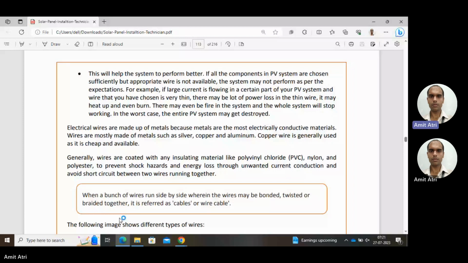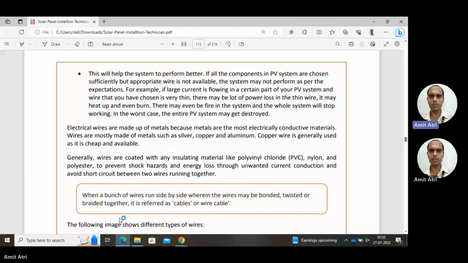Here we take some basics like Joule's law of heating. H, the heat developed, is equal to I squared R T, the square of the current into resistance into time. The resistance R is equal to rho L upon A, where rho is the resistivity, L is the length, and A is the wire cross-section area, that is, the thickness of the wire. So resistance is inversely proportional to the thickness.